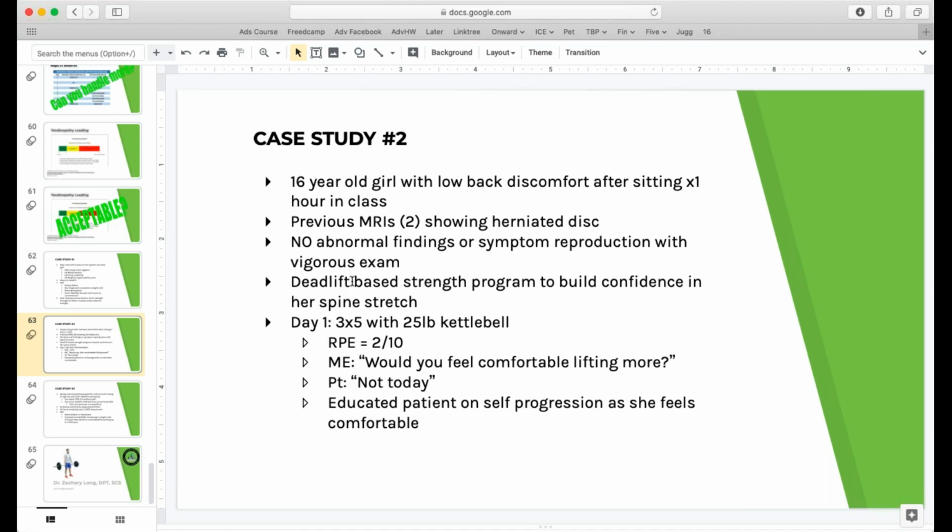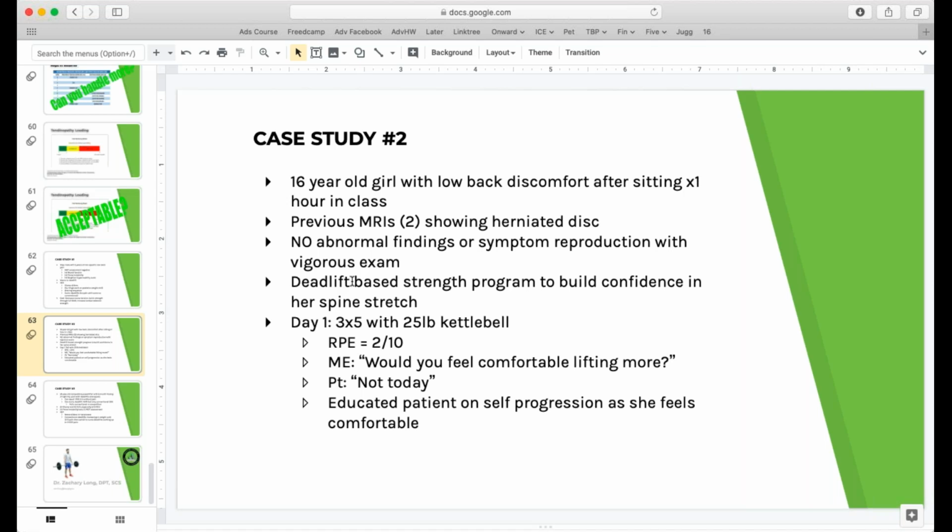But then I stopped myself for a second and I basically asked her, would you feel comfortable lifting more? Do you feel like your body can handle more? And she said, not today. She said, I don't know how my body's going to respond after today. I think I'm okay, but I'm not sure if I could do more and still be okay. So for me, I felt like at this point, I had psychologically created an overloading stimulus on this individual. And that psychological overload was what I needed and was a positive effect from this day.